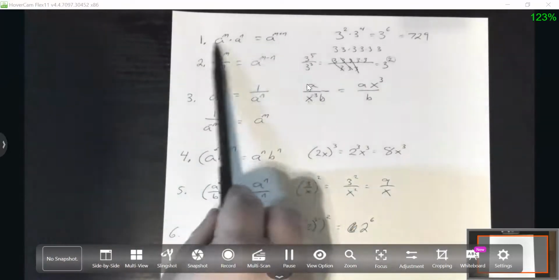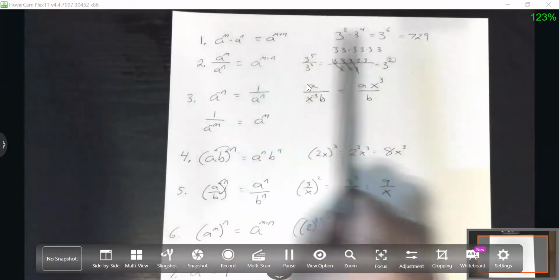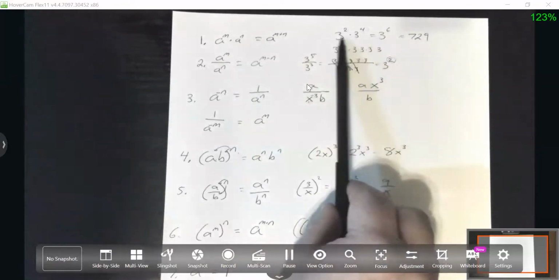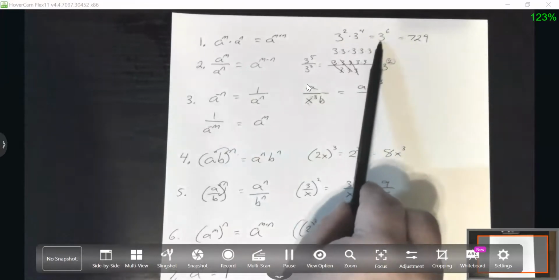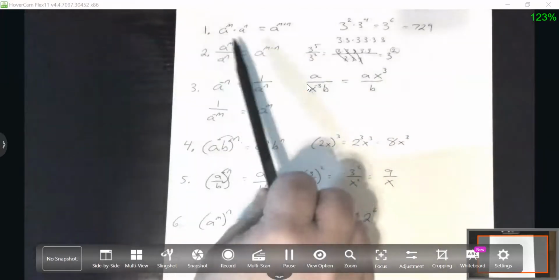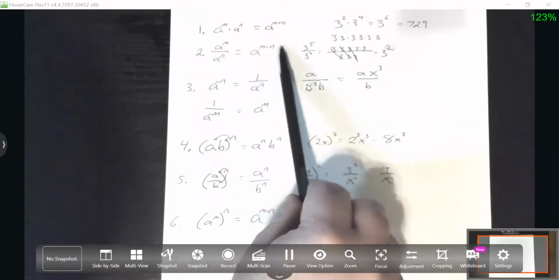So again, same base, you simply add the exponents together. Note that you don't multiply the bases together. 3 squared times 3 to the 4th is still a 3. If we have the same base with different exponents and it's all dividing, we subtract them, top minus bottom.